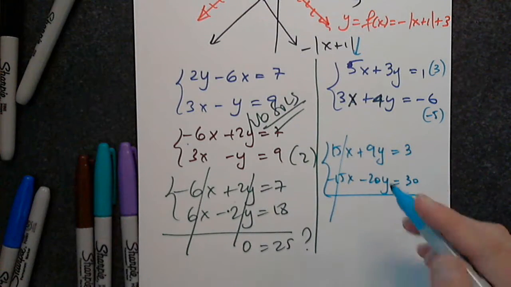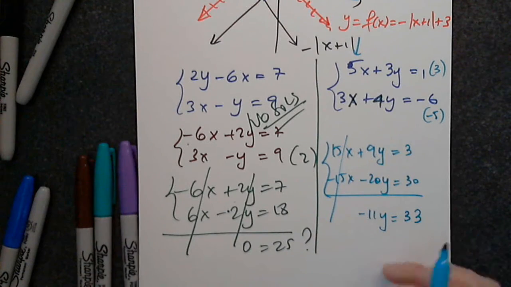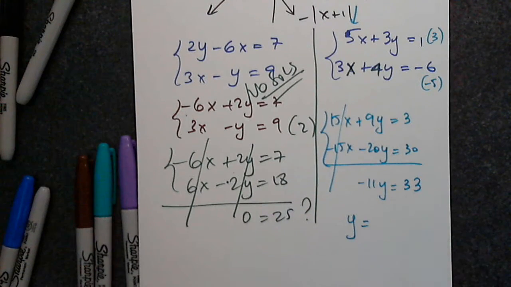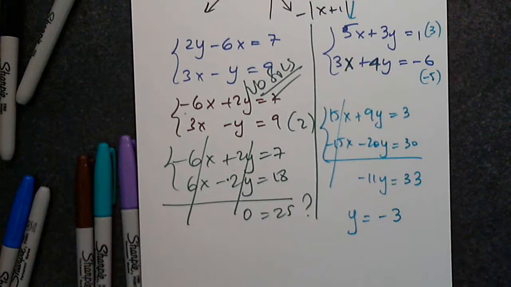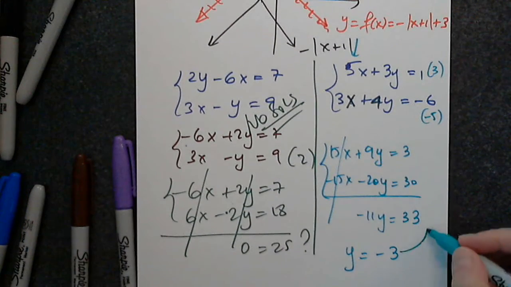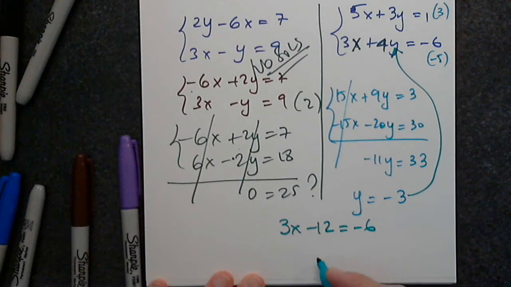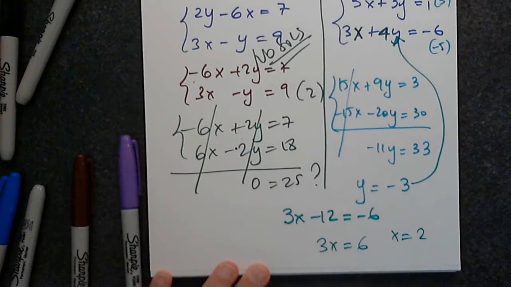X is gone. So this is negative 11y equals 33. Therefore, y must equal? Very good. This is good, but it's not good enough. Right? We have to go back and find x. Okay, no problem. Let's say I go back here and I have 3x minus 12 equals negative 6, or 3x equals 6, or x equals 2.